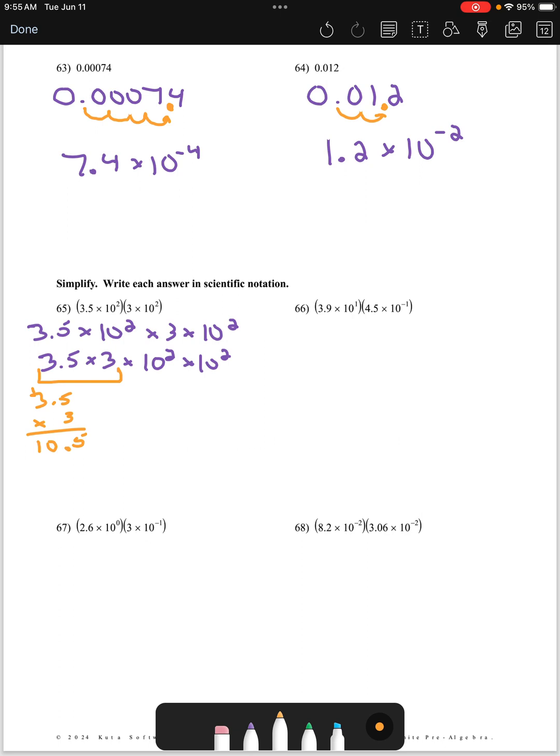Now 3.5 times 3. 3 times 5 is 15, carry the 1. 3 times 3 is 9, with the extra 1 is 10. 1 decimal place. 10 to the second times 10 to the second is 10 to the 2 plus 2. Remember that rule from earlier. Same base, 10. I can write it as a single thing by combining its exponents, so that's 10 to the 4th power.